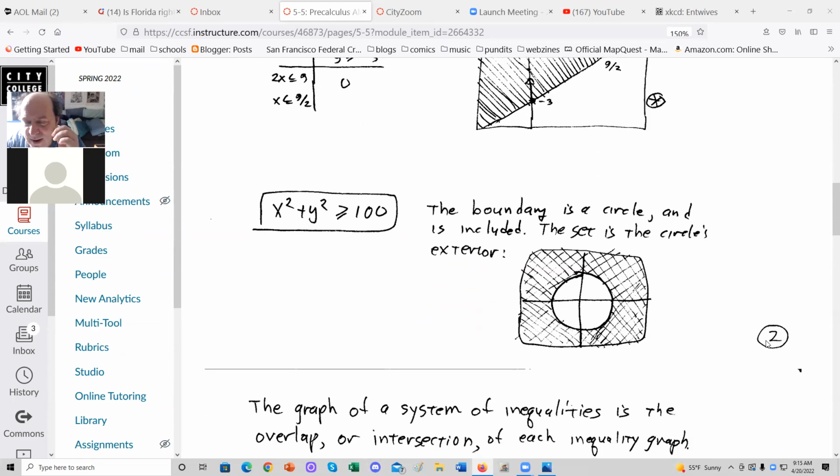This is nonlinear. So x squared plus y squared is greater than 100. The boundary line is a circle, we included, and it's a circle of radius square root of 100, radius 10. And so you have this circle, we bound and we color in everything outside the line, outside the circle.